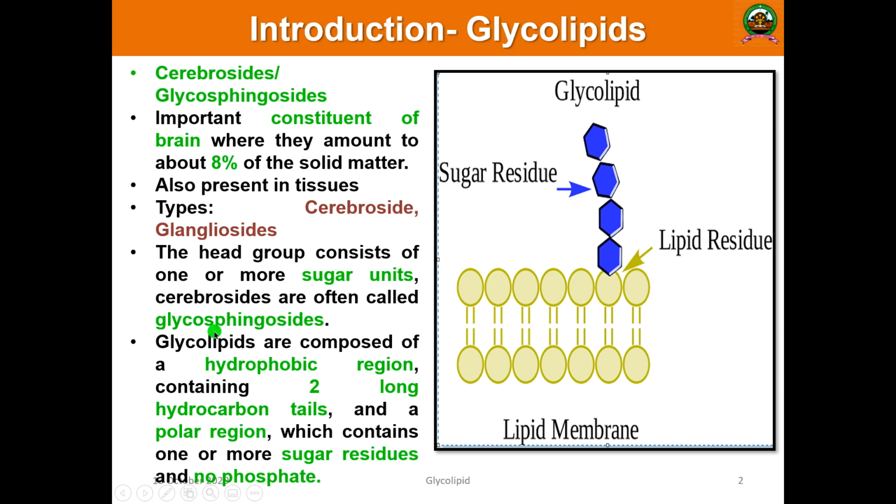They are known as glycosphingosides because they are exactly like a phosphosphingoside, but with a little bit of difference, as carbohydrate residues are present. The glycolipids are composed of a hydrophobic region which contains two long hydrocarbon tails, that is fatty acids, and a polar region which contains one or more sugar residues. But the most important thing is, there is no phosphate group attached.